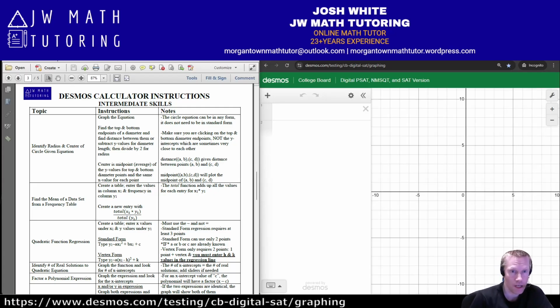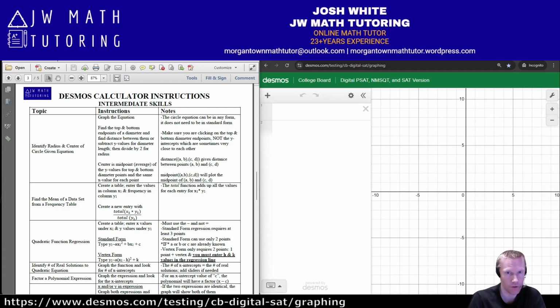So that being said, first thing I want to go over is basically identifying the radius and center of a circle given its equation. Now, the actual operations you use here, distance formula and midpoint formula, essentially, were covered in the core skills video, but I'm going to obviously go through them now in these example problems. So basically, what you do is you just enter the equation of the circle.